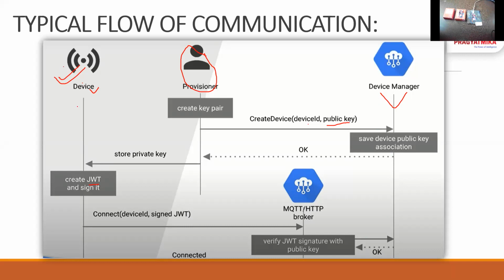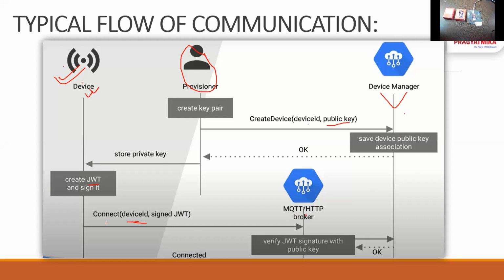Whenever the device has to communicate with the device manager, it sends a JWT token. This JWT token has the device ID. This method is the connect method, and it has the device ID, and the JWT token has the request for the connection, which is signed with its private key. So every device has a private key, and the request is signed with the private key and goes to the MQTT broker for the connection request, and through the MQTT broker, it goes to your device manager.